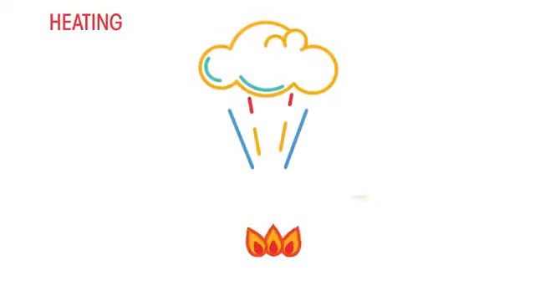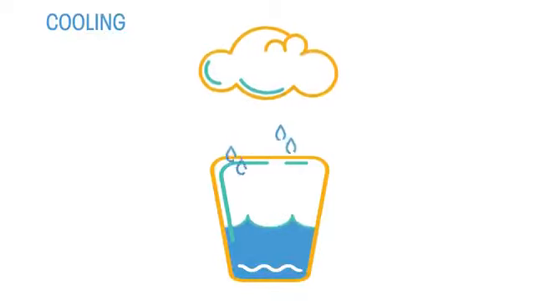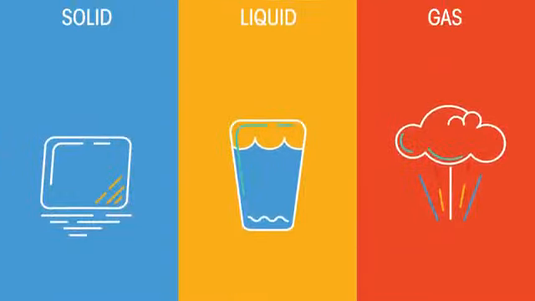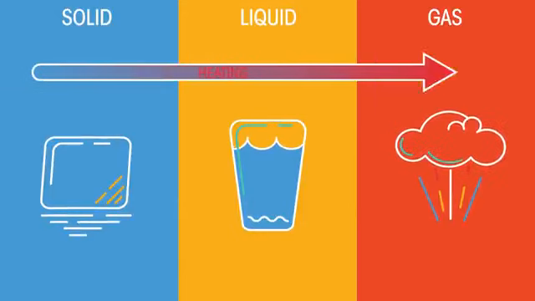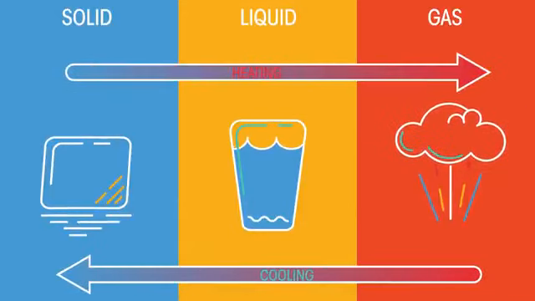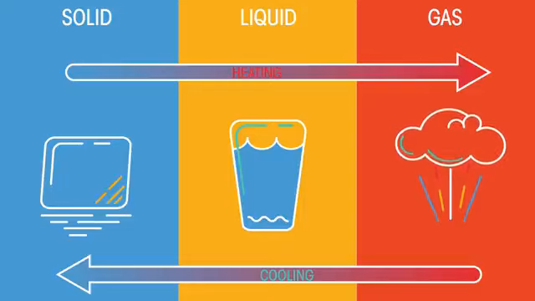Maybe not too surprising. However, if the state change is reversed, the substance will recover the properties it had to begin with. Neat. Matter can transition between the three states when heated or cooled. But why is heat key in all of this?